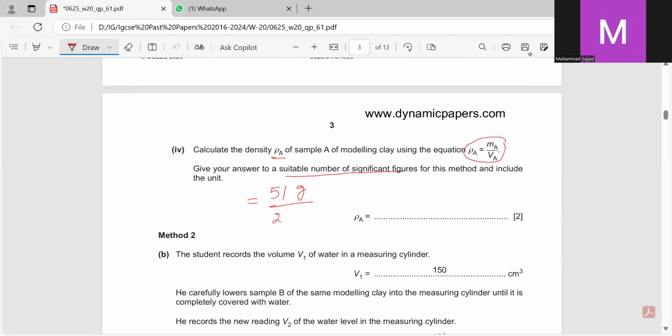So 51 over 26.8 centimeter cube, and as we simplify we are getting the answer: 51 divided by 26.8 is equal to 1.902. So we can write it as 1.90. So 1.90 grams per centimeter cube. This is one way to find the density.